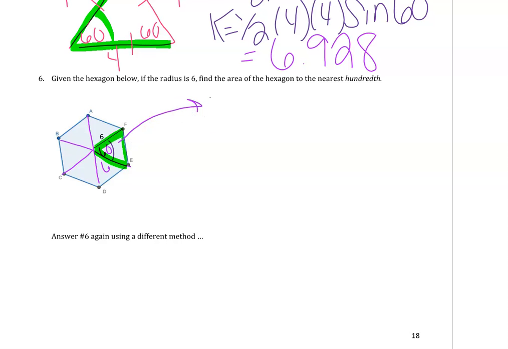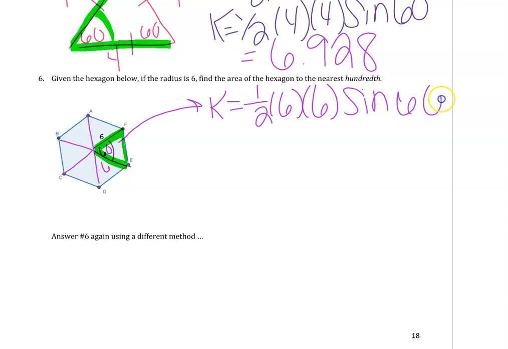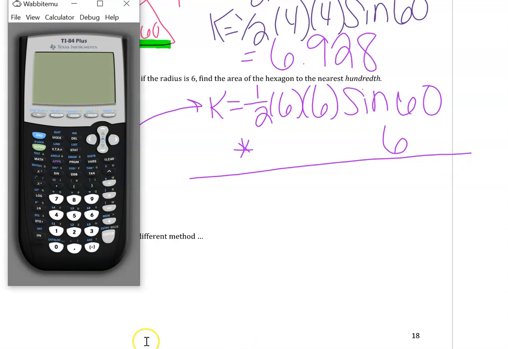All right, so area equals 1/2 AB sine of C. Okay, so whatever that ends up being, just keep in mind that's the area of one triangle. I need 6 of them in order to get the hexagon. So actually, I'm going to jump to my calculator right away. I'm going to type in 1/2 times 6 times 6 times the sine of 60.